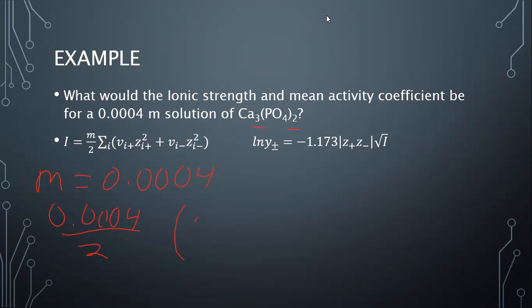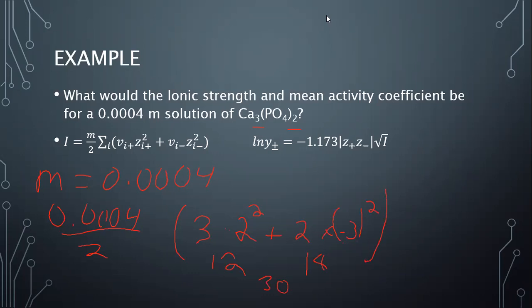So we have 3 times, what's the charge of calcium? Calcium's 2, so 2 squared. Technically positive 2, but when you square it, you get rid of that. So that is 4 times 3, which is 12. Now the coefficient of this is 2. The charge is negative 3. Negative 3 squared is 9. 9 times 2 is 18. Add those together: 18 plus 12 is 30.